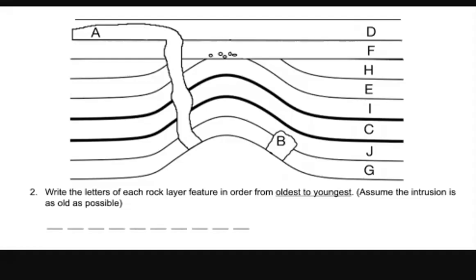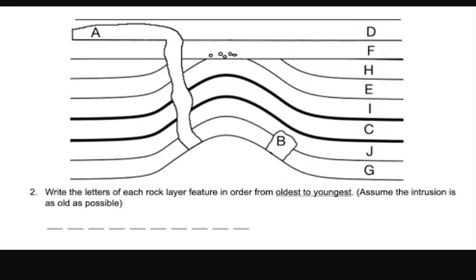So this is our warm-up today. We're going to write the letters of each rock layer from oldest to youngest. Now, here's the thing. We're going to assume the intrusion is as old as possible. So hopefully you opened up your notes and looked at what an intrusion is. Right here, B is an intrusion. It's lava that cut through the rock layers but didn't form its own layer, okay?